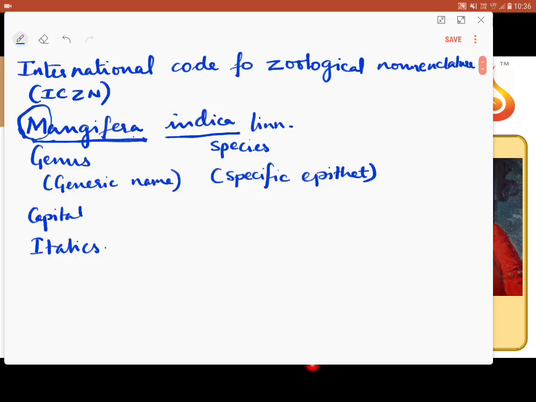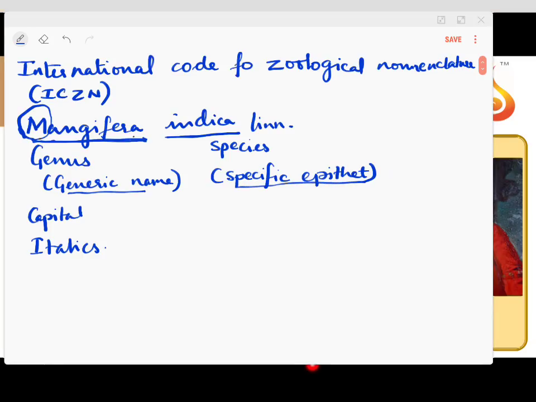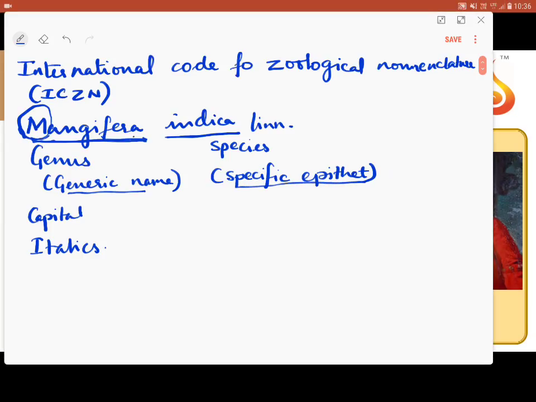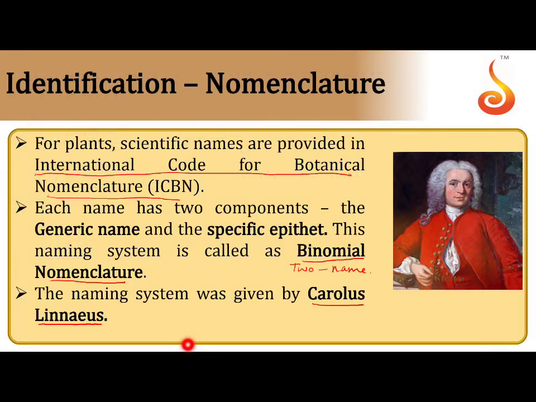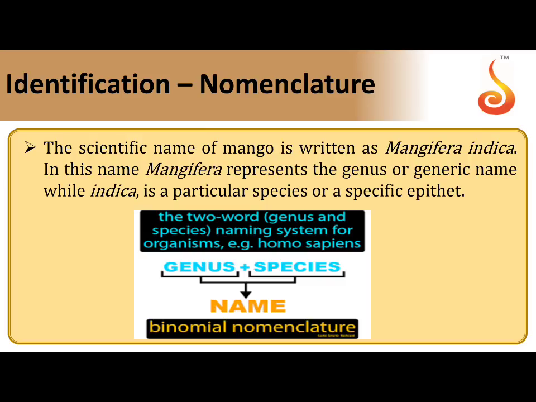Binomial name, two parts: generic name, specific epithet. Generic name starts with capital, specific epithet starts with small. When you are writing, you have to underline it separately, but when you are typing, it should be in italics. So, these are certain rules for nomenclature. So, we can see in this given picture that genus and species together form the binomial nomenclature.